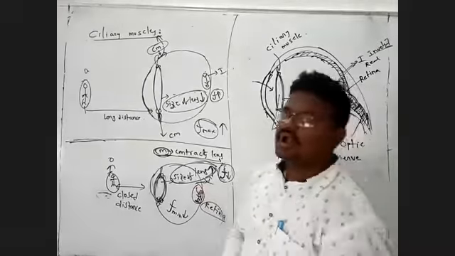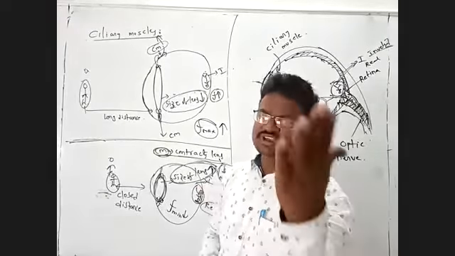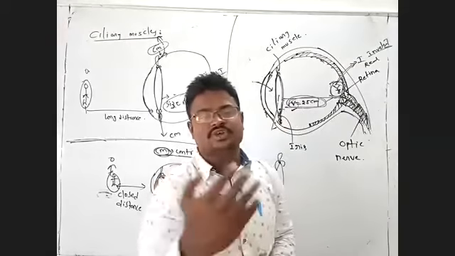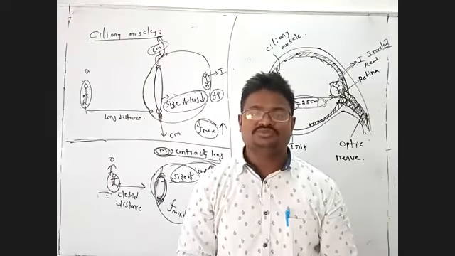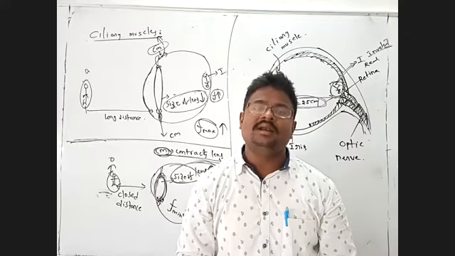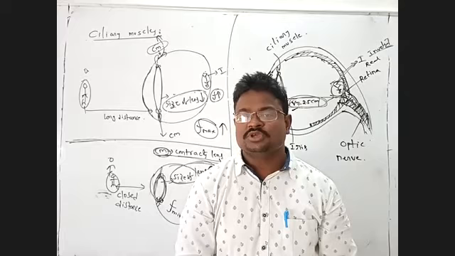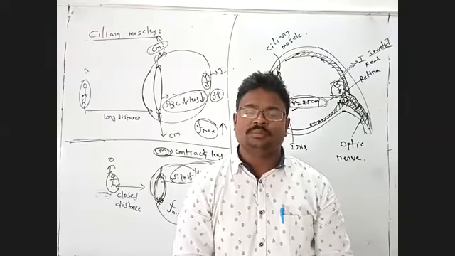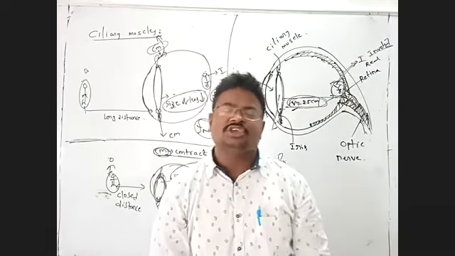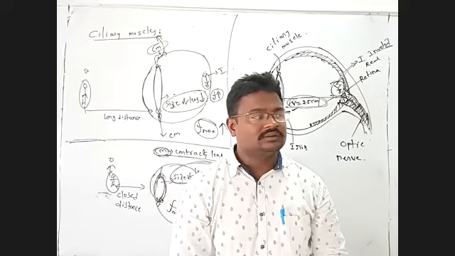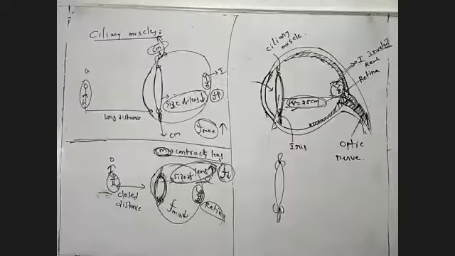Next, I'm seeing a very near object. The ciliary muscles compress the convex lens. The size of the lens increases and the focal length of the convex lens decreases. The image is formed by the convex lens on the retina, and at that time we are seeing the image. This is the function of the ciliary muscles.